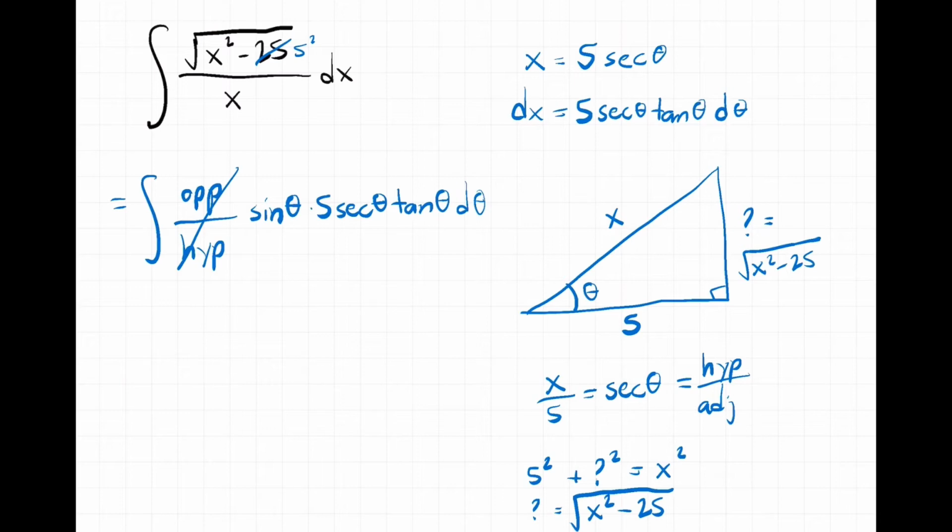Another option you have here is just to replace the x inside that root with 5 secant theta. I'll show you that option in a moment. These are 2 different options for making your substitution and then simplifying, and it's up to you which one you find easier to do. Since we have this here, let's now try and simplify this expression.